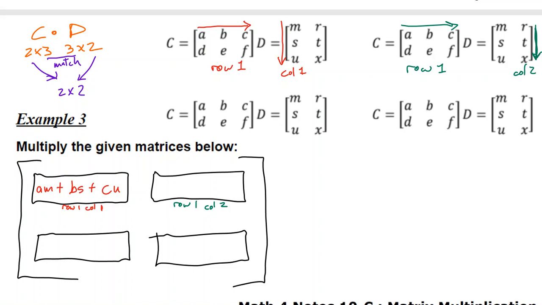And so we're going to go across the top and down the right side. A times R plus B times T plus C times X. That is the pattern that we're going to keep doing over and over again. The real challenge here is going to be keeping your ducks in a row, literally.